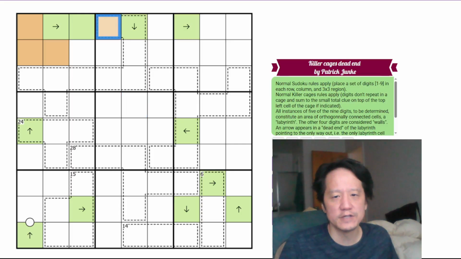These are dead ends. This must be the only way out here. This is a dead end, but this is not a dead end necessarily here, right? So this has to be dead end there.